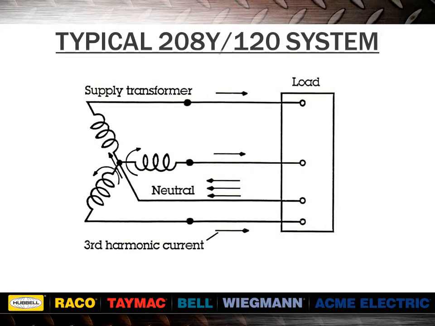60 Hz or fundamental currents tend to cancel in the three-phase neutral because of the 120-degree phase shift between adjacent phases. TRIPLEN harmonics add up in the three-phase neutral because they are in phase with each other.